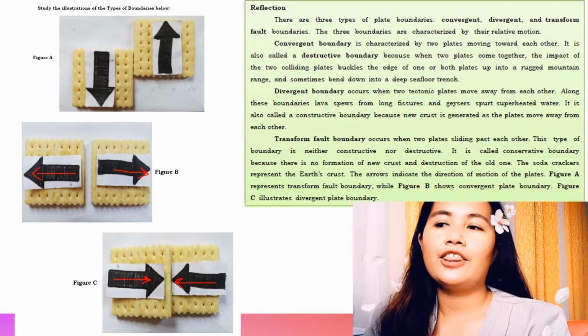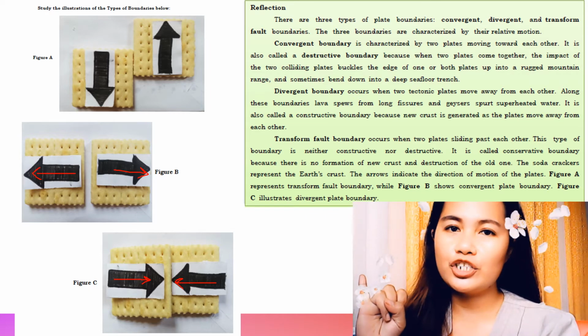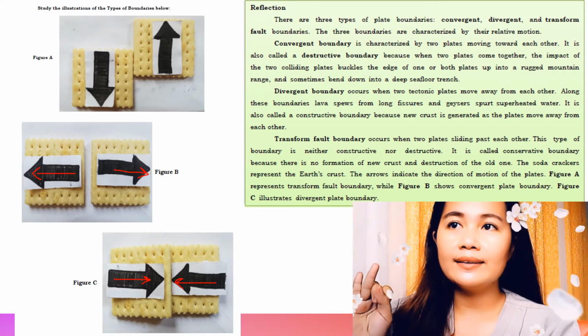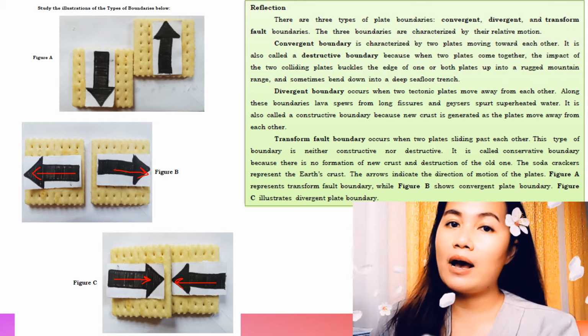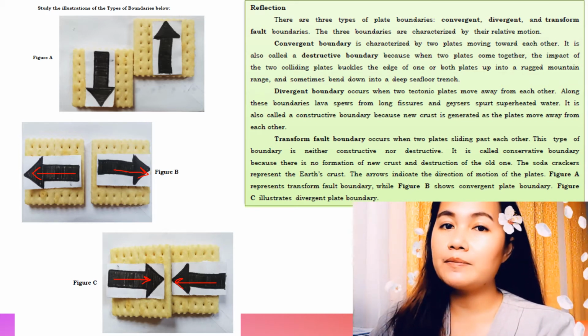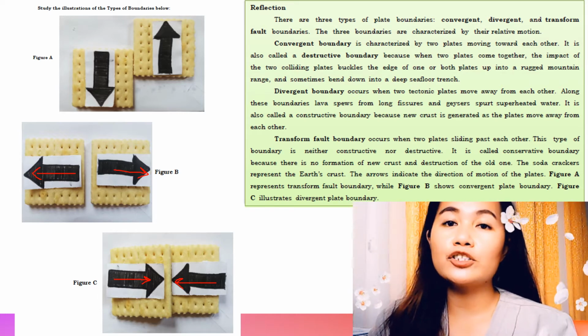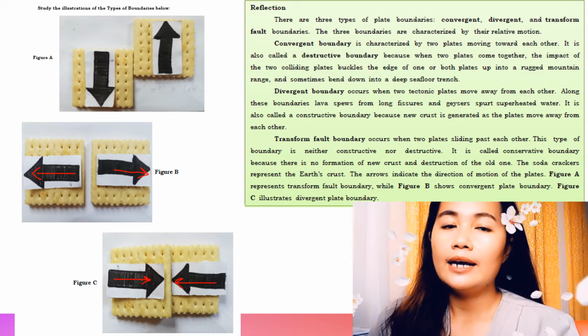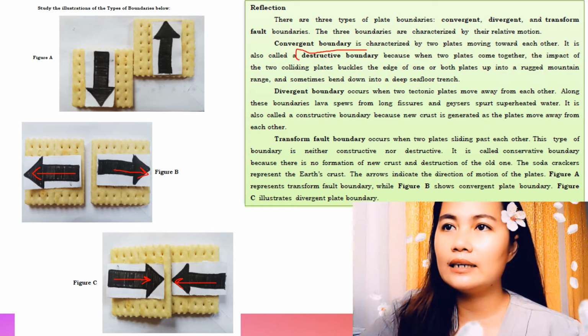Discussion. There are 3 types of plate boundaries: convergent, divergent, and transform fault boundaries. The 3 boundaries are characterized by their relative motion. So when we say convergent, 2 plates are moving towards each other. It is also called a destructive boundary.